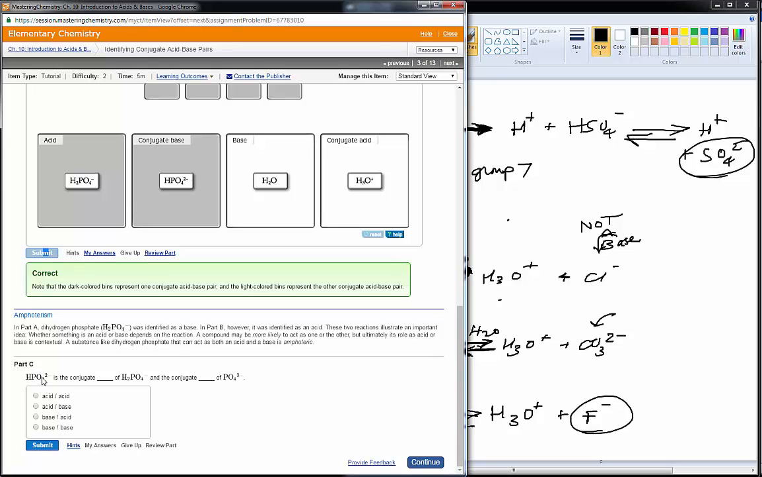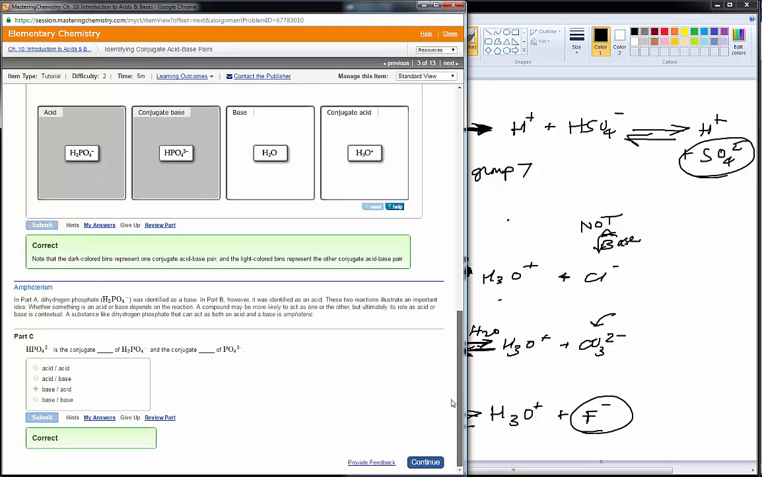So here we said that HPO4 2 minus was the conjugate base of H2PO4 minus. And HPO4 2 minus is going to be the conjugate acid of PO4 3 minus. So it's the conjugate base of this and the conjugate acid of this, because this has gained one more hydrogen with respect to that.